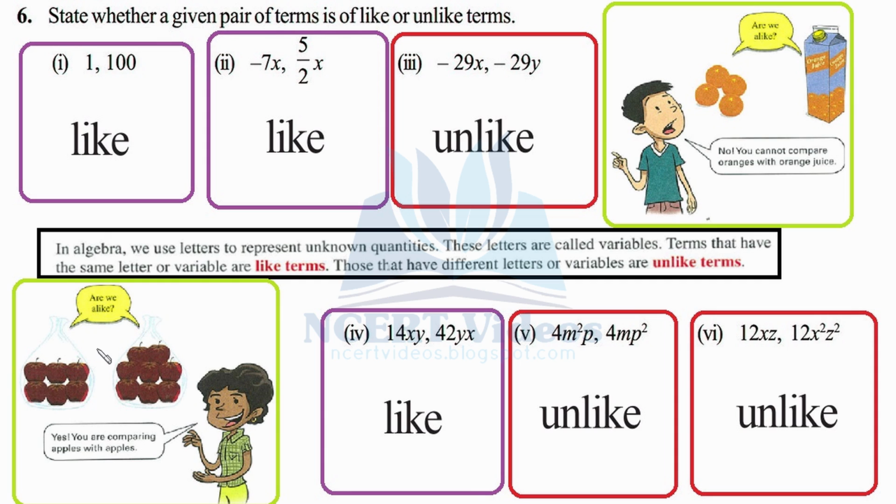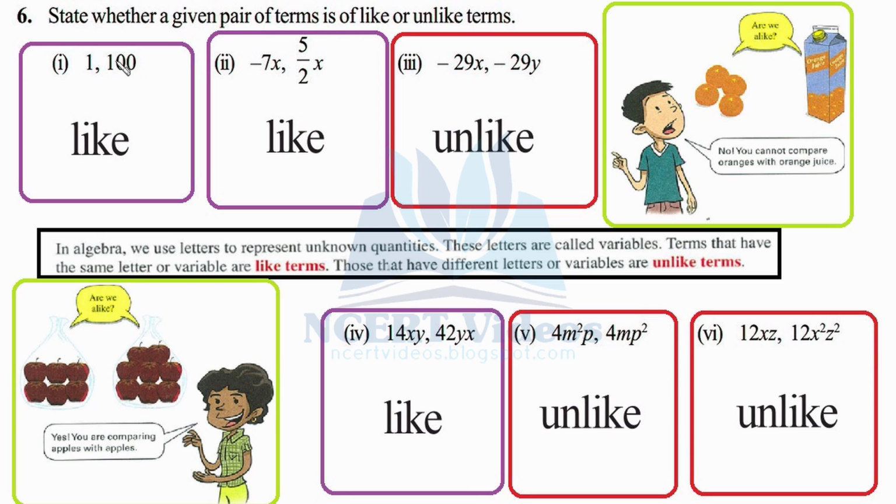Again, another example. Are we alike? So we have here apples and apples, although their numbers are different. Here we have 6 apples, here we have 8 apples, but they are apples, they are alike. Yes, you are comparing apples with apples, not apples with apple juice. Therefore, those that have different letters or variables are unlike, like we have here. So with this analogy, let's visit the question.